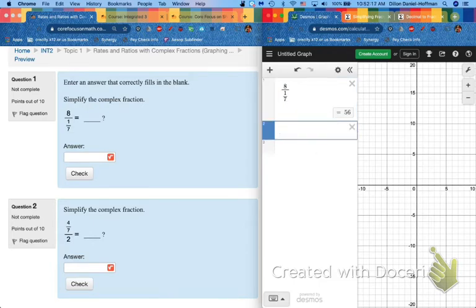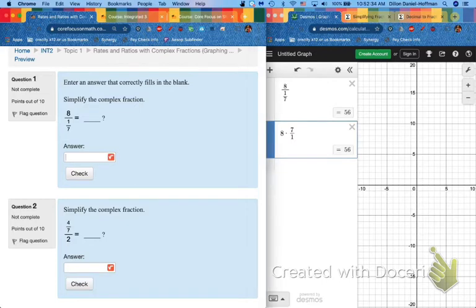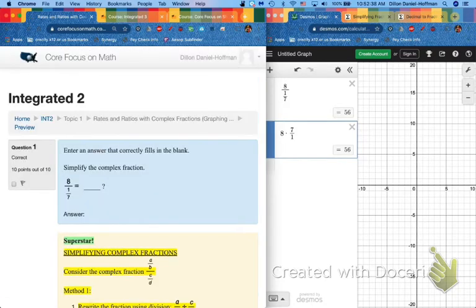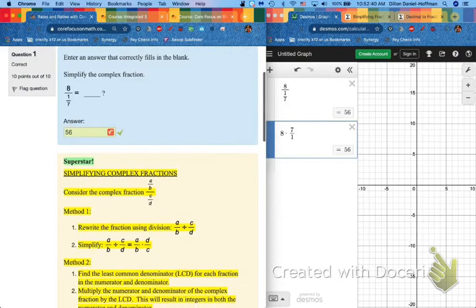This is actually the same thing as doing 8 times 7. Because if you remember your middle school, it's called KCF, keep it, change it, flip it. 8 divided by 1/7 is the same as 8 times 7 over 1, which is the same as 8 times 7. 56. So that's what's really happening here. It may look weird, but don't worry. That's all that's going on.